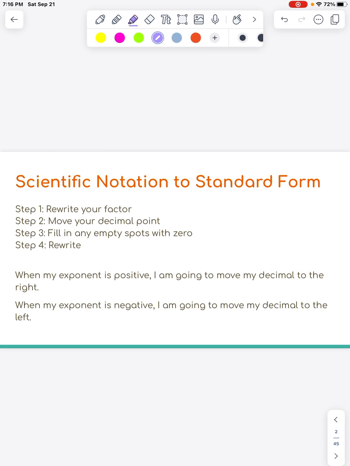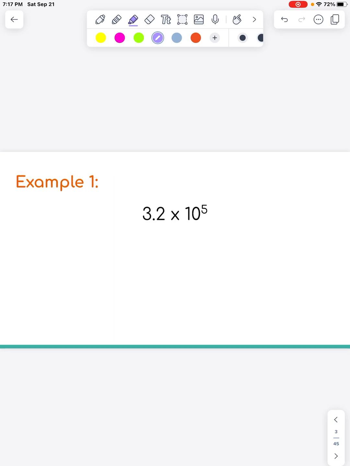So, our step 1, we're going to rewrite our factor. Then we will move our decimal. We'll fill any empty spots, and then we're going to rewrite it and make it look all nice. So when my exponent is positive, I need to go to the right. When my exponent is negative, I need to go to the left. So let's get into it.